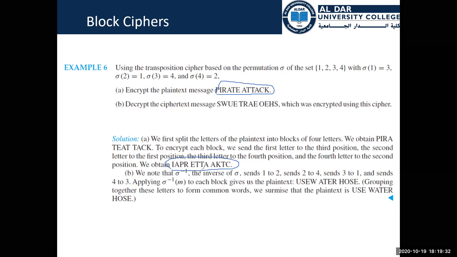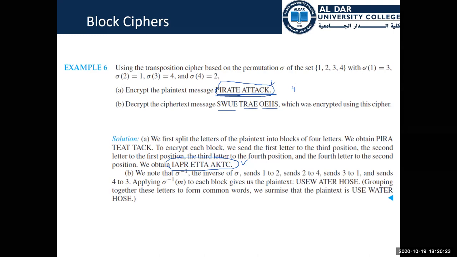The frequency analysis will not work. Why? Because the same frequency here is the same frequency here, since we only changed the order of the letters. We didn't change the content of the letters. We didn't substitute, we just permute. But here, the concept also applies block ciphers, which is applying block by block. So here the block size is 4, so we divide the letters into blocks of 4 letters, and then apply a function to these letters.